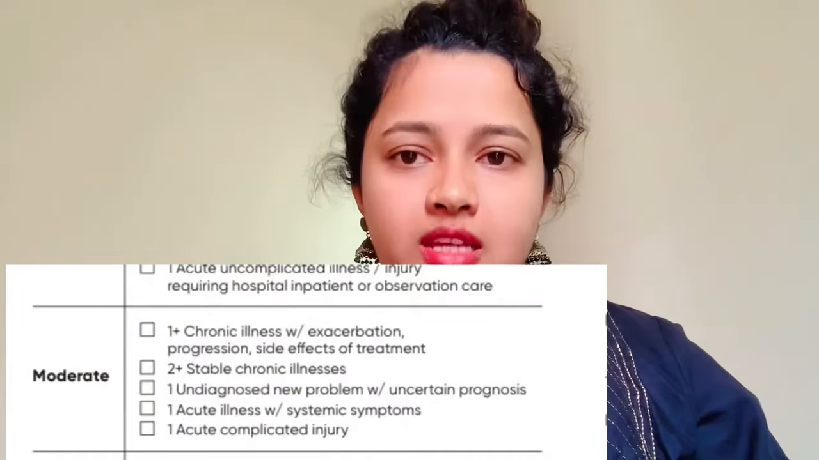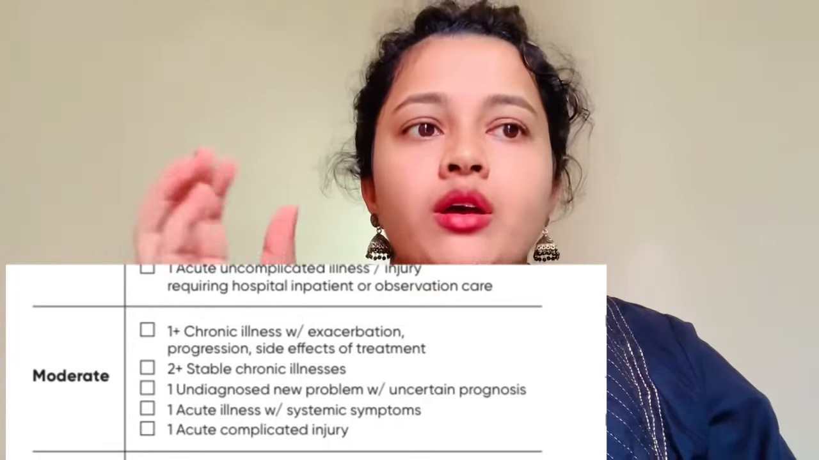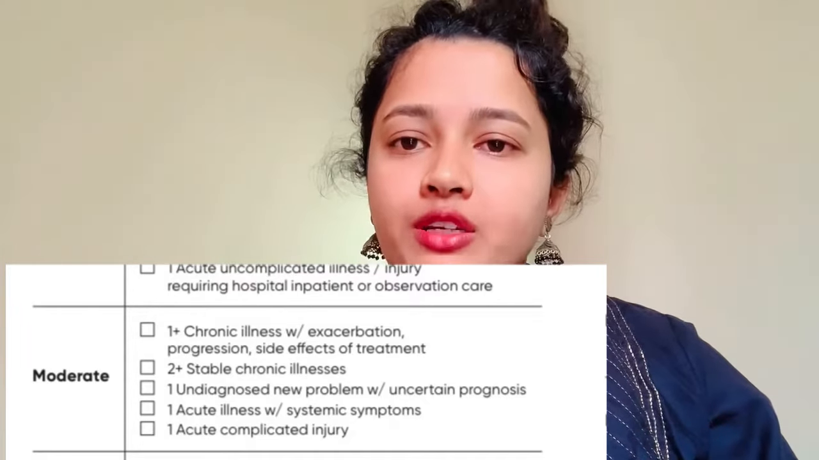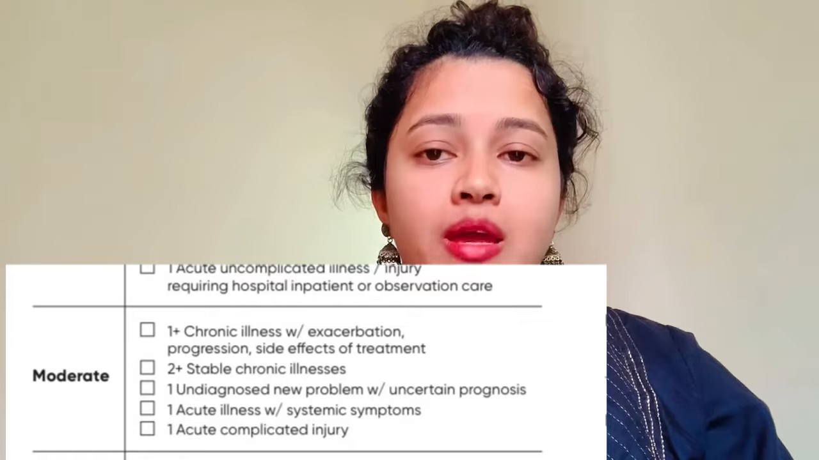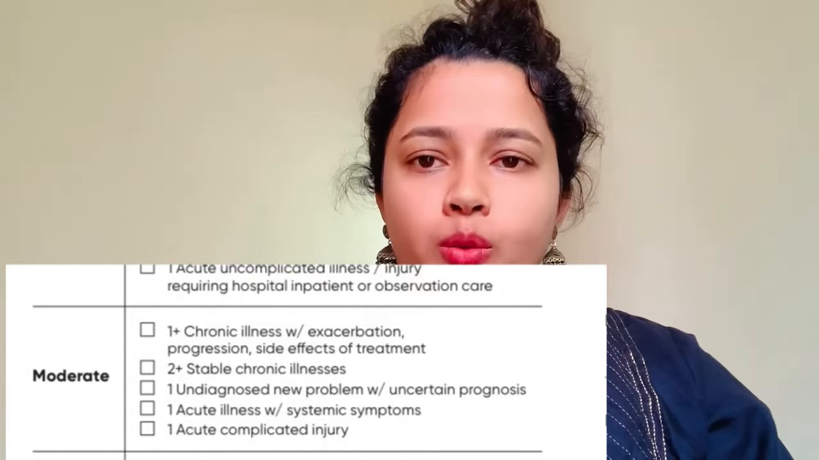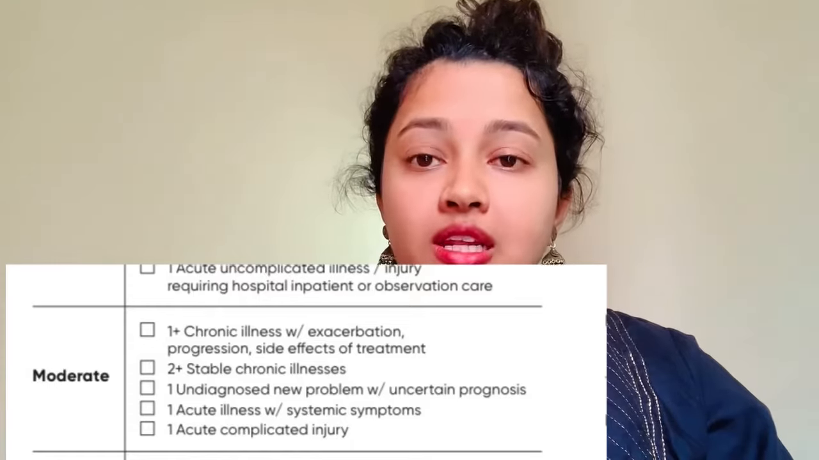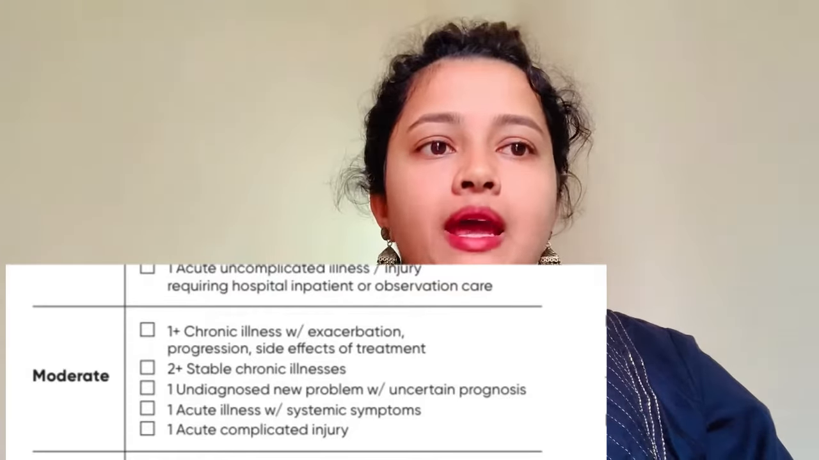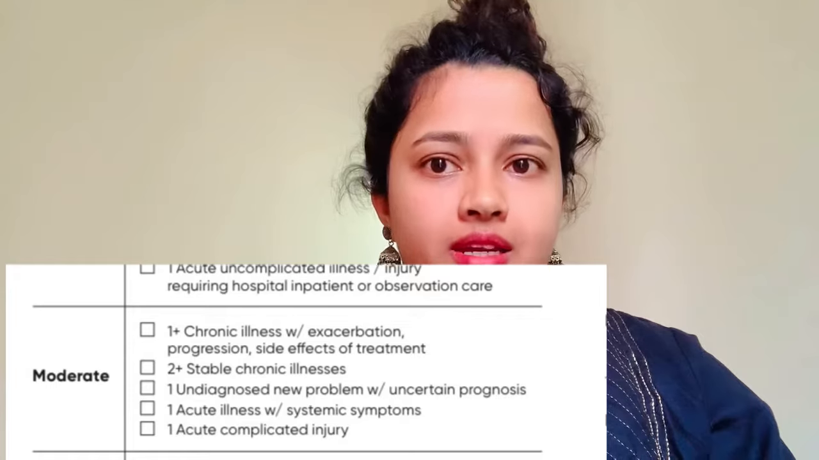To code the moderate problem addressed level, we need 1 plus chronic illness with exacerbation, progression or side effect of treatment; 2 plus stable chronic illnesses; 1 undiagnosed new problem with uncertain prognosis; 1 acute illness with systemic symptom; and 1 acute complicated injury. So these are the 5 elements which fall under moderate level.